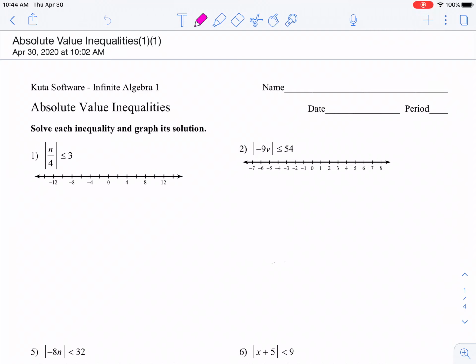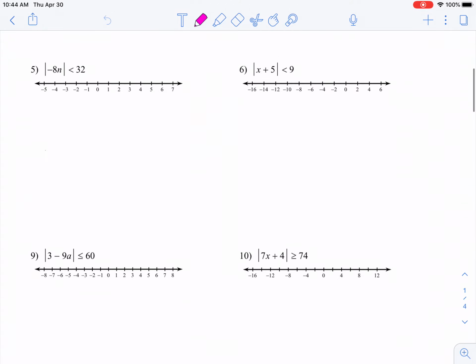All right, so I'm looking at the absolute value inequality worksheet where you had to solve the inequality and then you had to graph it. We had done some of these together in the previous video, but I'm going to look at some examples that some students had some questions on. So the first one I'm going to look at is number 9.